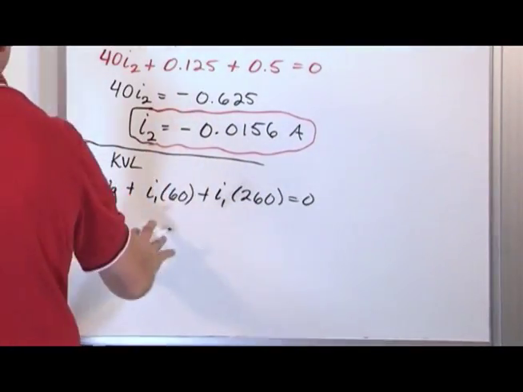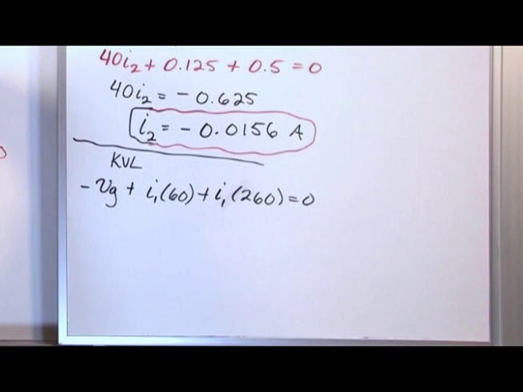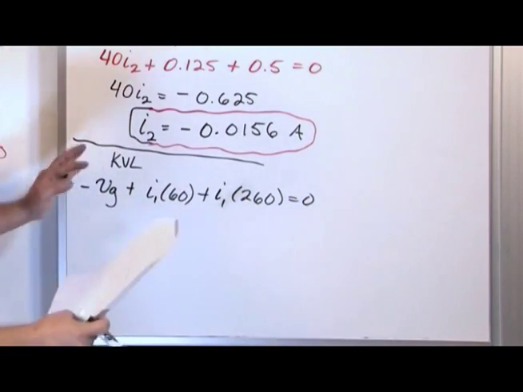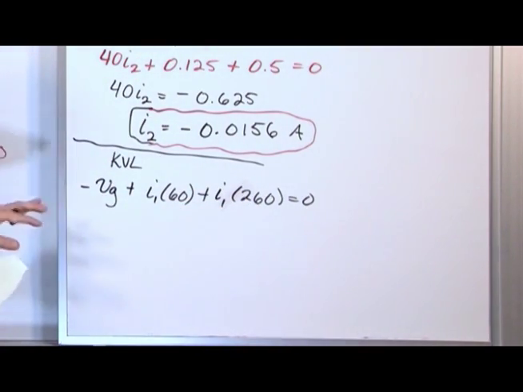Notice I don't put numbers in here right away. I like to write my equations in terms of variables, so if I screw something up, which is inevitable, I can go back here and say, okay, this is the equation. I plugged in the right value. If I just start writing numbers everywhere, then I get lost.